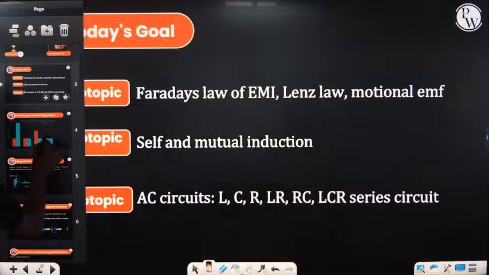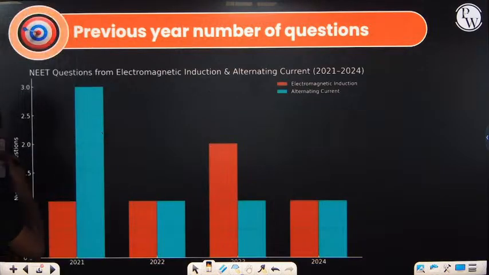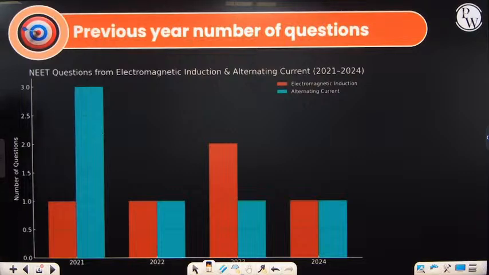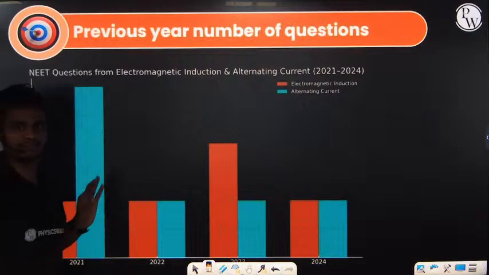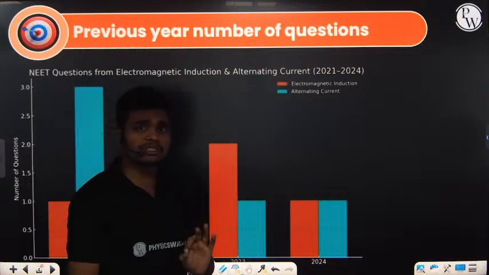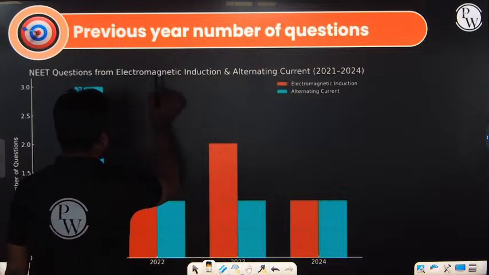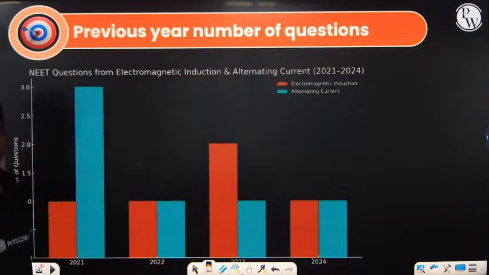So let's discuss the weightage. We can expect one or two questions from each chapter, that is alternating current as well as electromagnetic induction, from this unit.